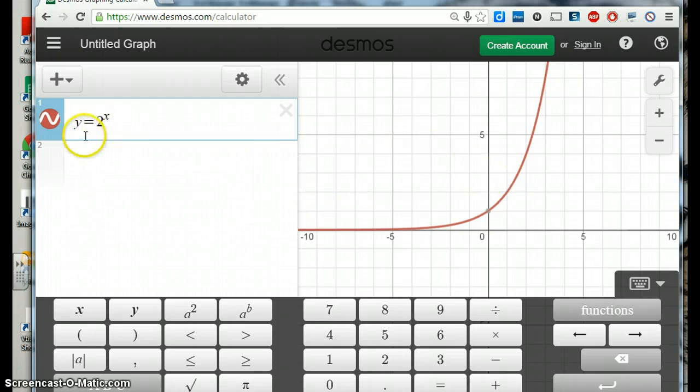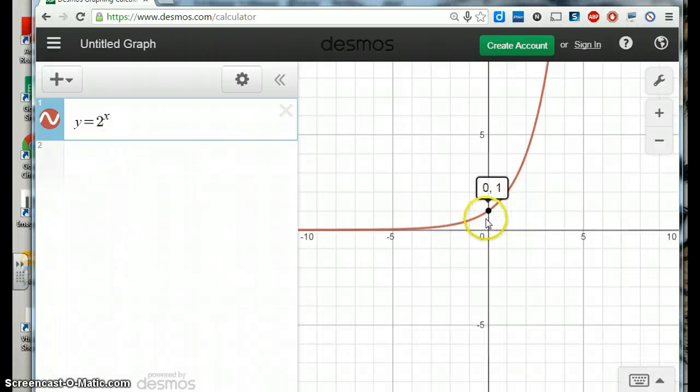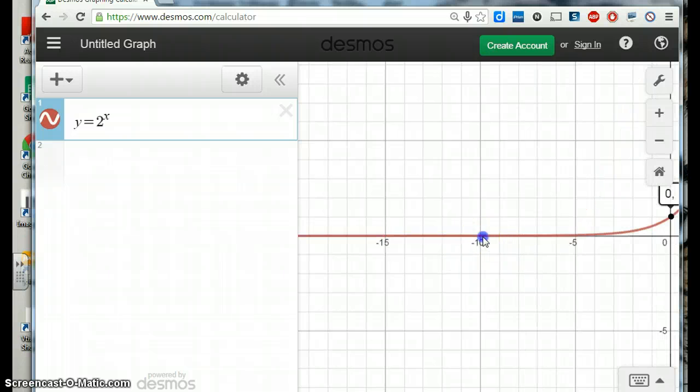One is the y-intercept. It's right here. Where does it hit the y-axis? That's called the y-intercept. And the x-intercept is where it hits the x-axis. As you can see from this graph, it doesn't hit the x-axis. It gets closer and closer to 0, but even to here, I still have a value, so you can go on forever.